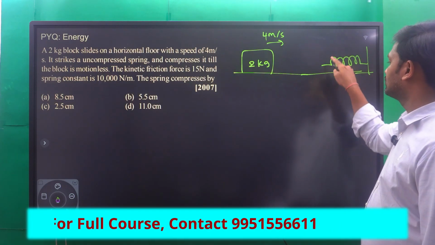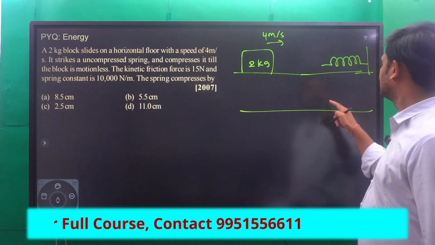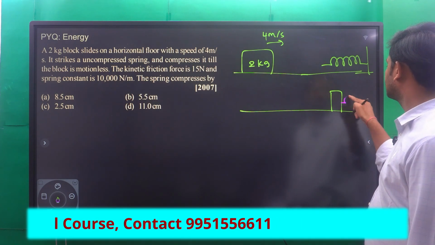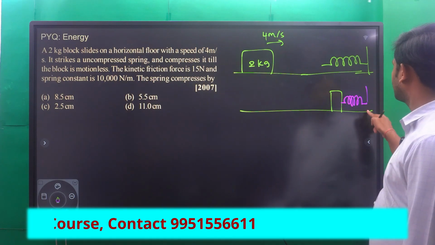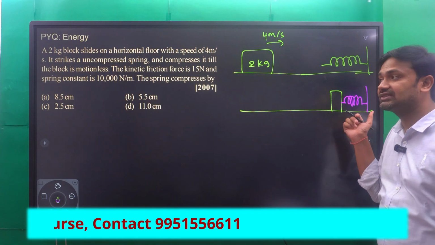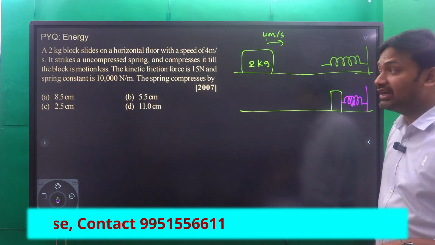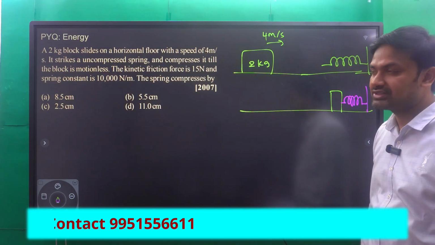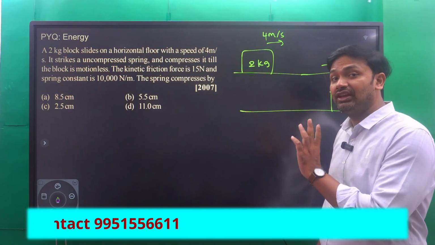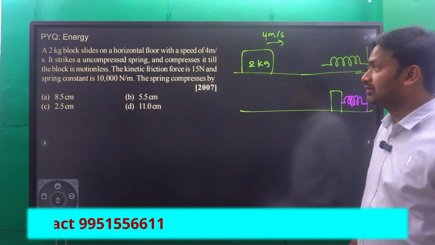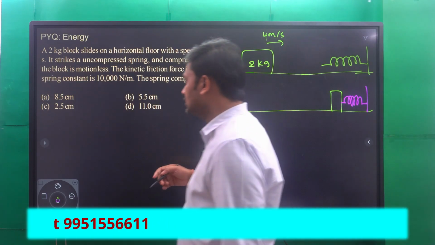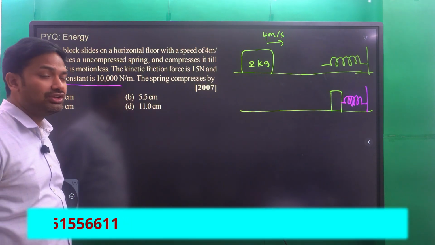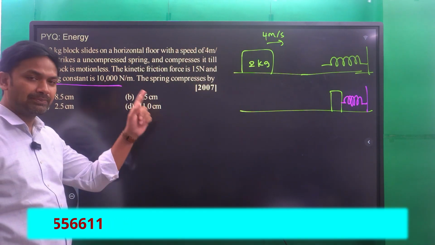Means, so finally what happens? The block will move here and finally it will reach here. In this situation, the spring will be tight, compressed like this here. The kinetic friction force is 15 newtons. What is that kinetic frictional force? 15 newtons. Okay, so, and spring constant is 10,000 newtons. The spring compresses by.